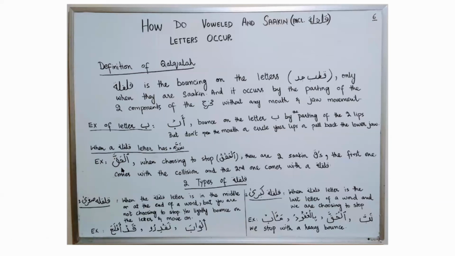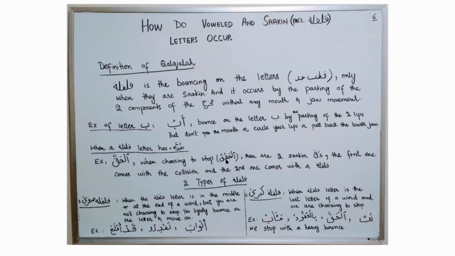If I want to stop on this word, the first qaf will be sakin and now the second qaf is also sakin. But here, my first qaf will not come with the Qalqalah rules. It will only come as a sakin letter, and I will say this letter qaf with the collision of the two components. But this qaf, which is the second one, I will give this qaf with Qalqalah, which is parting of the two components without any mouth or jaw movement. If I try to recite it, I will say it like this.